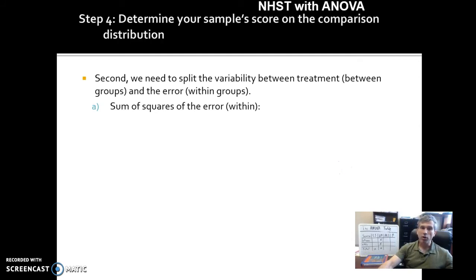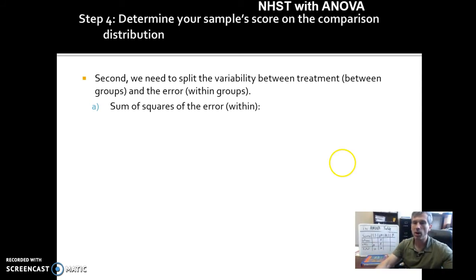Now we have a measure of our total variability. We're going to split that up between the between groups and the within groups, sometimes called error variability. We're going to calculate sums of squares for each. So first we calculate what's technically called the sum of squares of the error, but that corresponds to our within.